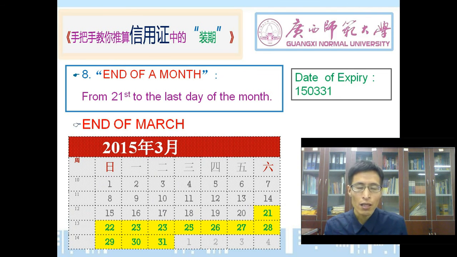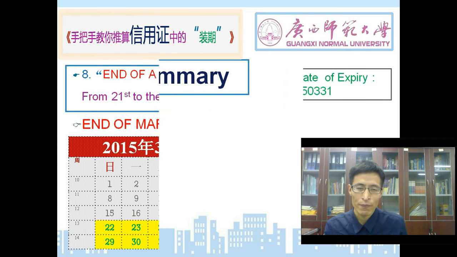If the last day is for February, that may be 28th or 29th, or in other months, for example in April, that is 30th, and in May, that is 31st. And also these are the 8 ways of shipment period.